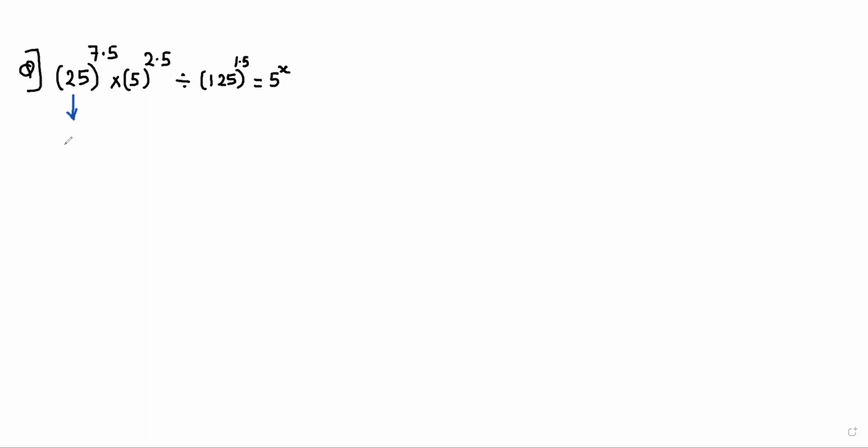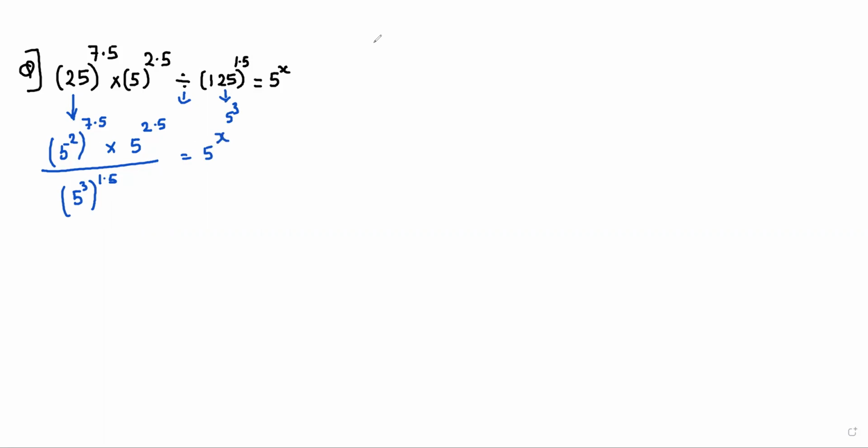This 25 I can write as 5 square. Now eyes on the screen, everyone. Try to concentrate on the screen. 25 can be written as 5 square and this 7.5 as it is. Okay, and this 5 to the power of 2.5 as it is. This is the division sign, so I'm just going to take it down, and this 125, I know it can be written as 5 to the power of 3. So here what happens, 5 to the power of 3 to the power of 1.5, correct? This is equal to 5 to the power of x.